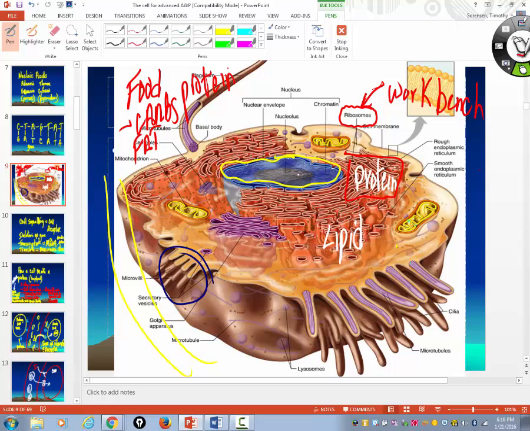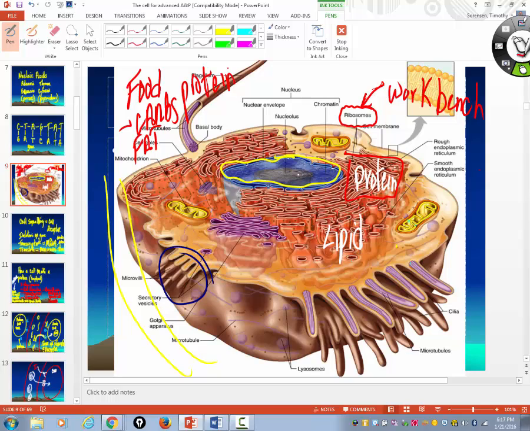The smooth endoplasmic reticulum is that 55-year-old guy who goes to nightclubs trying to pick up younger women. They have the shirt that's unbuttoned down to here, and they have a big medallion on, and they wear leisure suits, and they wear Old Spice.